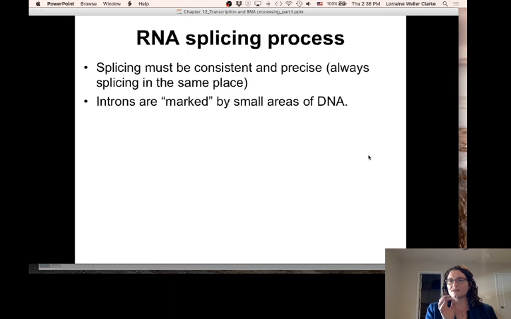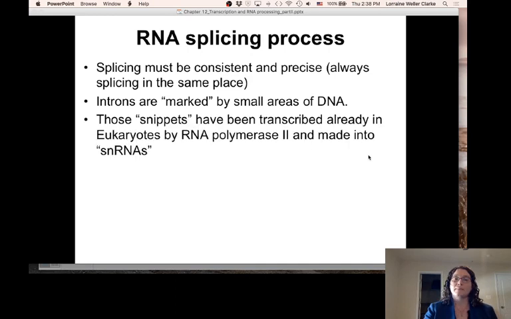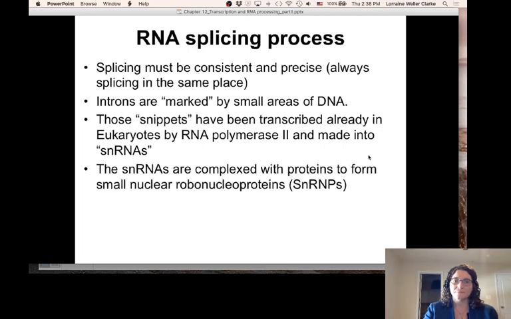So introns are marked by small areas of DNA. These snippets have actually already been transcribed. Remember that RNA polymerase II in eukaryotes recognizes different promoter regions. And these promoters are inside other genes. It recognizes a promoter sequence inside of another gene that is where the intron is. It makes these tiny little RNAs. They're called snRNAs. So those little snRNAs have already been transcribed from the specific genes here, okay? The snRNAs are complexed with proteins to form small nuclear ribonucleoproteins. It's a mouthful.